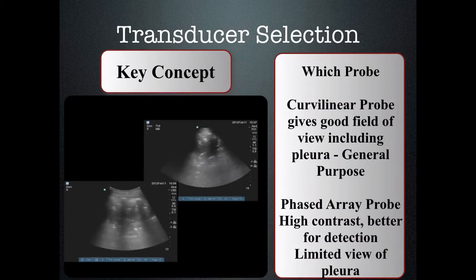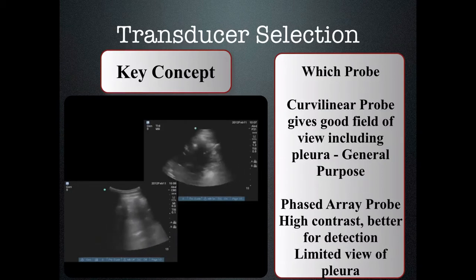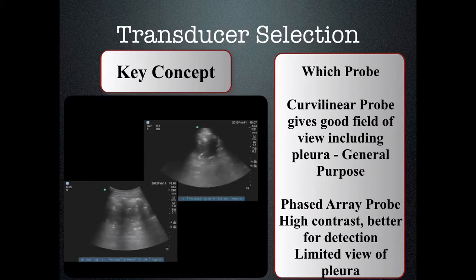But the phased array probe, which gives a very narrow field of view when you're looking at the pleura itself, gives you a higher contrast image, and it's better for the detection of these hyperechoic linear air-filled bronchi, which are indicative of hepatization of the lungs. Therefore, I generally scan people initially with the phased array or cardiac probe unless I'm looking for a pneumothorax. If I'm looking for a pneumothorax, I will use one of the other probes because it's better at looking at the pleura. But if I'm just looking for pneumonia or a pleural effusion or other non-pleural based diseases, I'll use the phased array or cardiac probe.